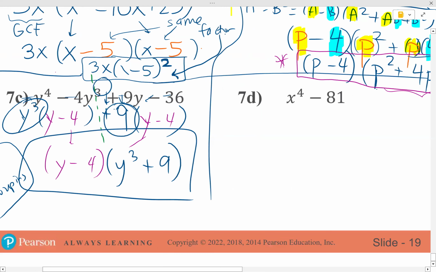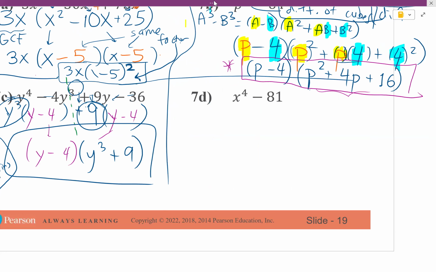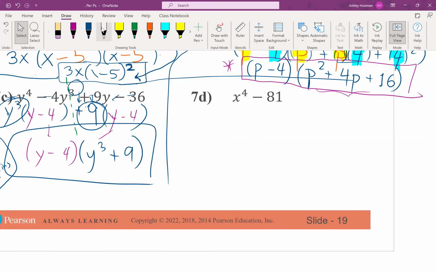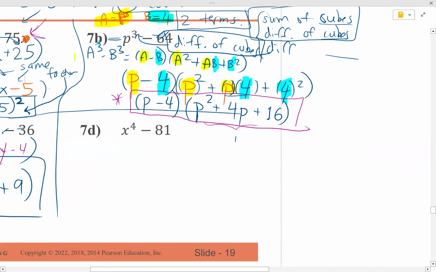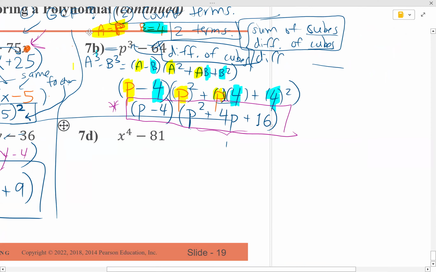Phew. Now the last one, here we go. This is a binomial. It has 2 terms, so it's one of 3 techniques. We can just look at the ones from part B. It's either sum of cubes, difference of cubes, or difference of squares. Somehow that got erased.